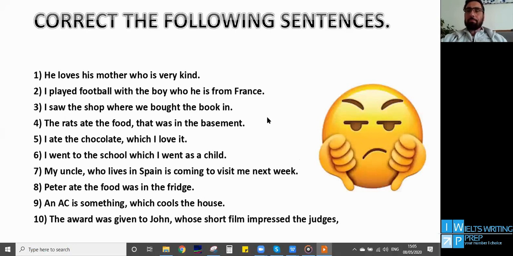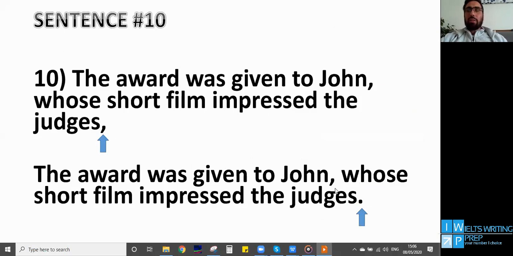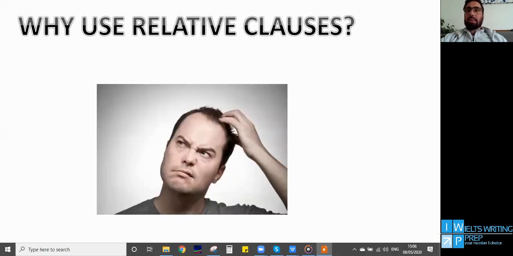Let's take a look at number 10. Number 10, the award was given to John, whose short film impressed the judges. Okay, thank you for getting that one. Yeah, I thought I would sneak that comma in to see if you're awake. Definitely we need to finish off a sentence with a full stop, and we cannot finish a sentence with a comma. Thank you very much. Okay, so those are the 10 sentences.